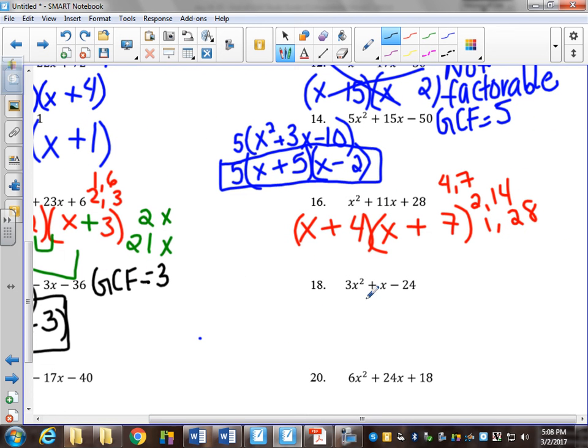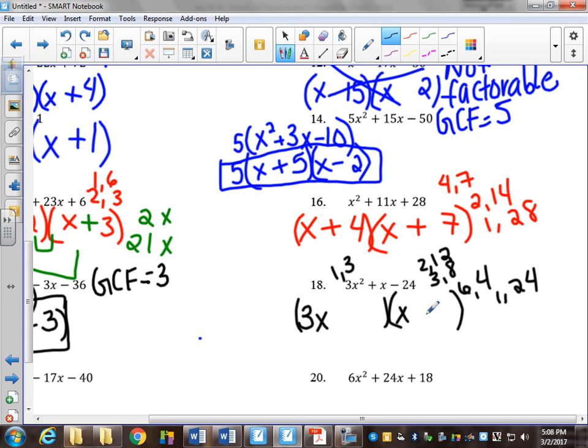Number 18, we cannot pull out a GCF because this is just 1. So we're going to move right into our factoring step. We can list factors of A and C. A: 1 and 3. C: 2 and 12, 3 and 8, 6 and 4, 1 and 24. So let's try 3 and 8.